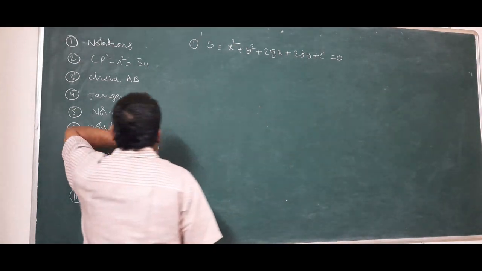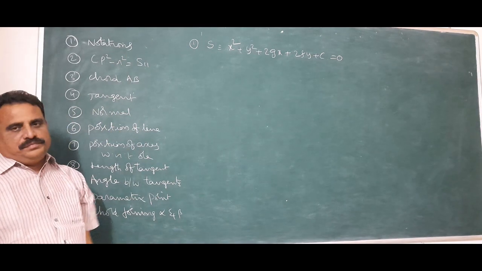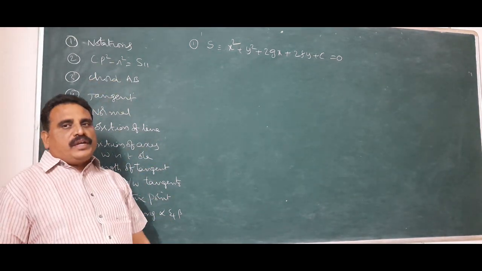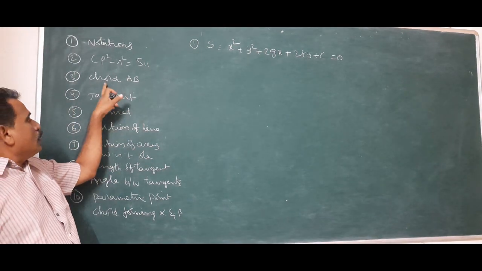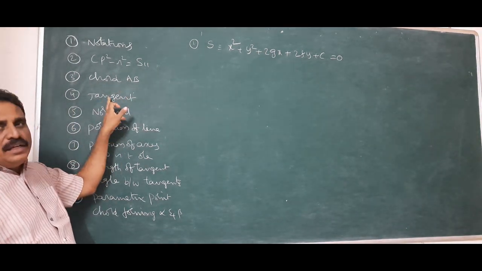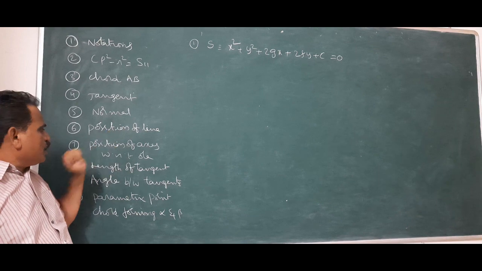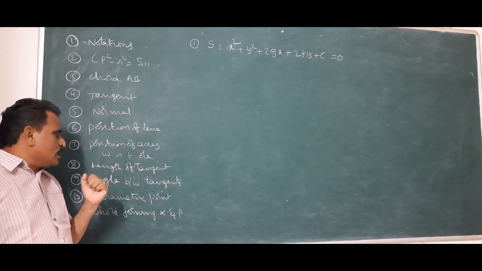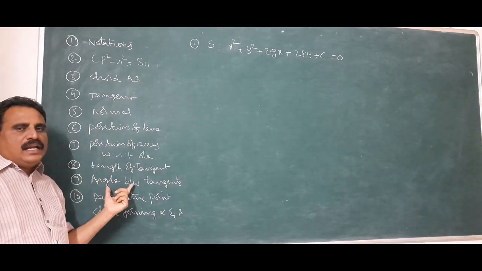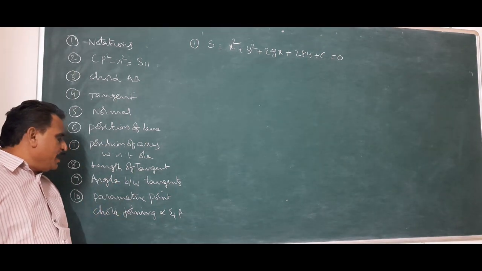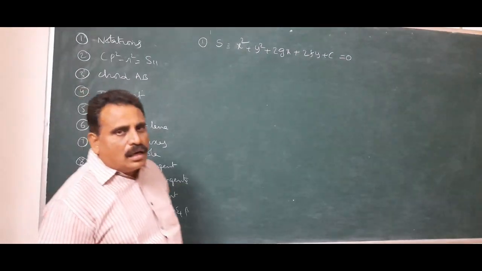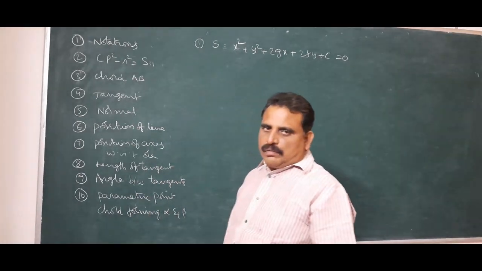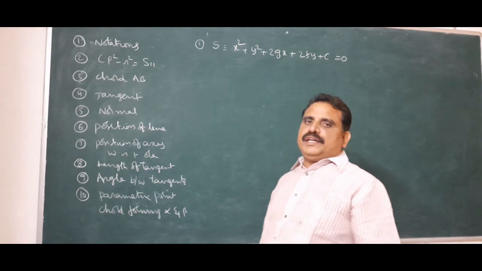In this part, we discuss the points, notation. Next, CP square minus r square equal to S11. Chord, equation of the chord, tangent equation, normal equation, position of a line, position of axis with respect to circle, length of tangent, angle between tangent, parametric point, chord joining the parametric points alpha and beta. Now we discuss the first point, notation.